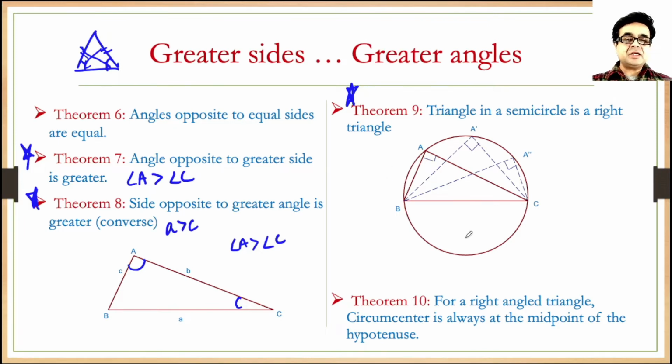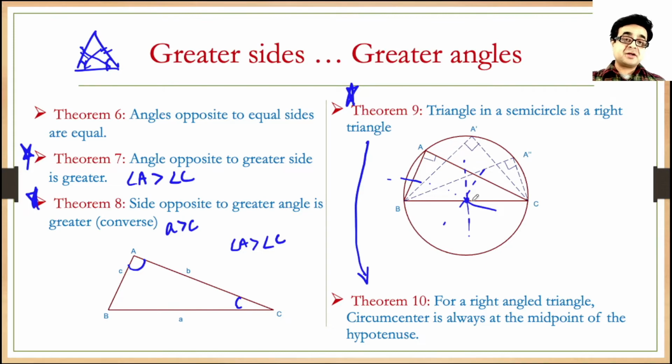And finally, from this we derive theorem number 10, that for a right angle triangle, so let's just take this ABC triangle, the circumcenter, and if you recall, the circumcenter was the perpendicular bisectors.